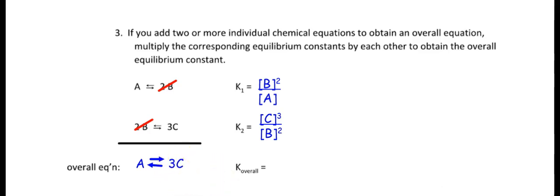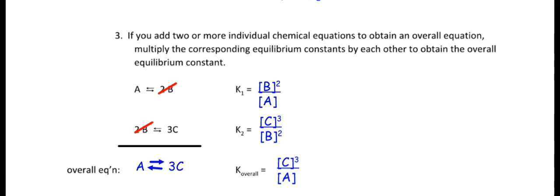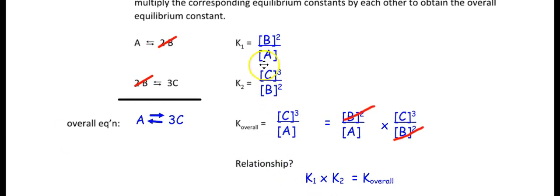Well, I know it's going to be c cubed over a because I'm looking at this, right? But look what happens here. Is that equal to K1 times K2? And look what happens to my b's. Don't they cancel out as well? Yeah, look at these. They cancel out just like those canceled out earlier. So what is that overall relationship? Well, K1, which is this, times K2, which is this, will equal my K overall. And that's going to be very, very handy. So the next page gives us some problems where we're going to practice these.